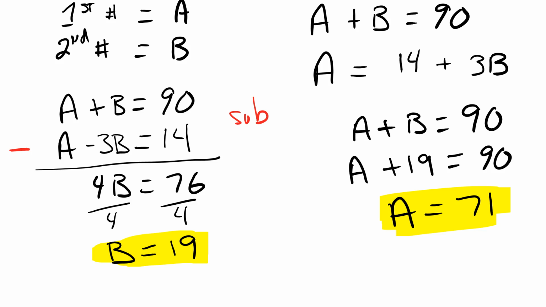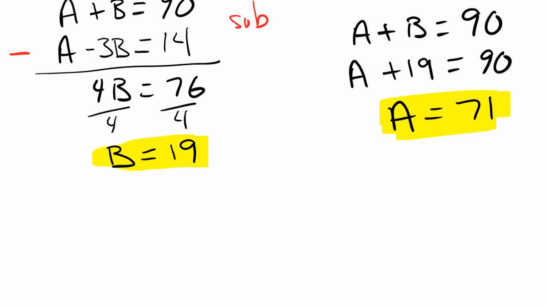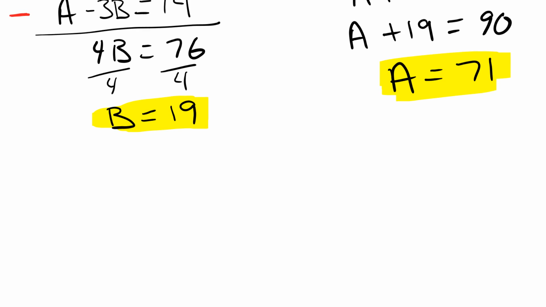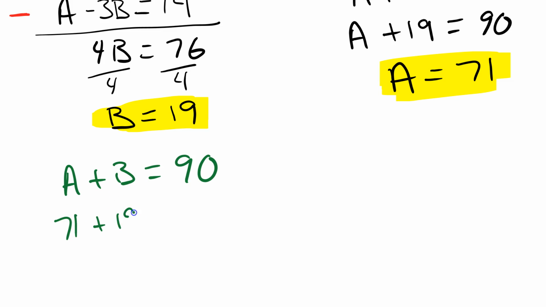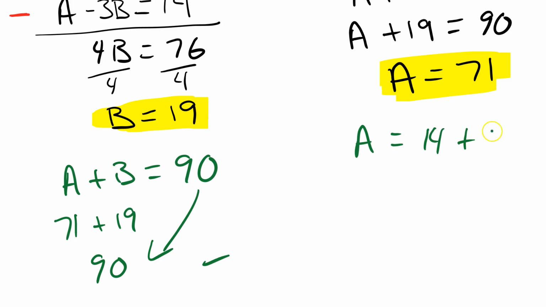So let's do a quick check to make sure these are the correct answers. Go to the green pen, and the first equation is A plus B is 90. My A is going to be 71. My B is 19. 71 and 19 is 90. So yep, looks like I got a good check. And now we'll go to the second equation. A equals 14 plus 3B. This check's a little more difficult because my A's and B's are on the different sides. But let's work it out.